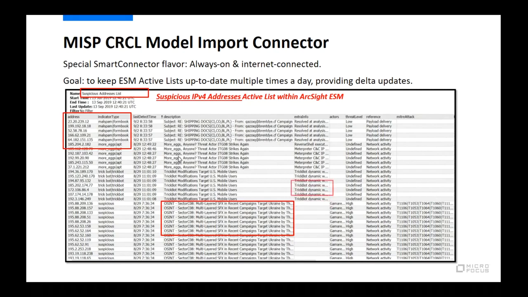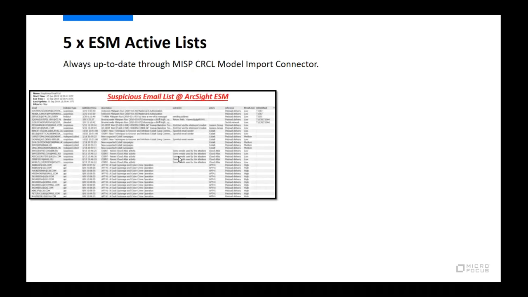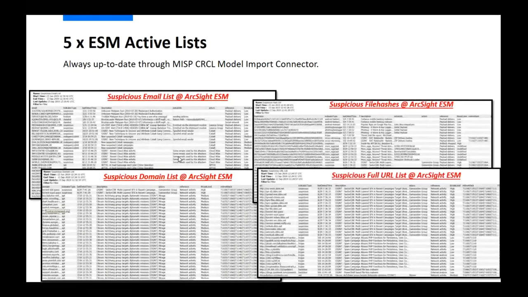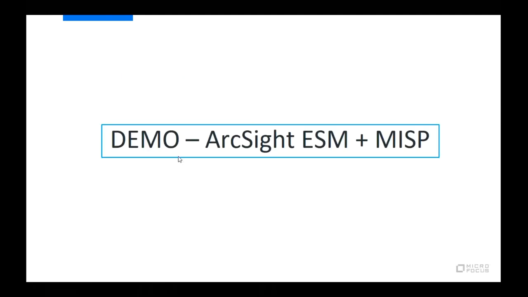In addition to that, ArcSight also has additional active lists which capture the rest of the information on IOCs. Like we capture the suspicious email list so that we can track spam and phishing activities. We have a suspicious domain list, a suspicious full URL list, and a suspicious file share list. So we have the entire set of five types of information provided by MISP, and MISP provides this free of cost to everyone. Anyone can publicly access MISP and utilize this information.